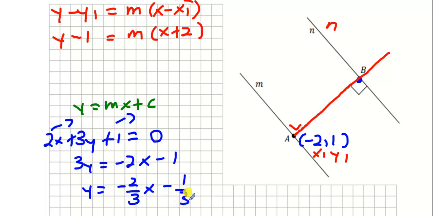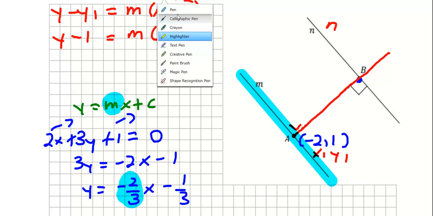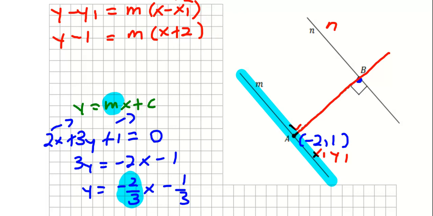Now, whatever number comes in front of the x is the letter m. So m is minus 2/3. This means that the slope of this blue line here is minus 2/3. And since I know that the red line is perpendicular, I can quite simply turn it upside down and change the sign. When I do that, I'm going to get 3 over 2. It was a minus fraction, now it's a positive fraction. So now I know that m is 3 over 2.